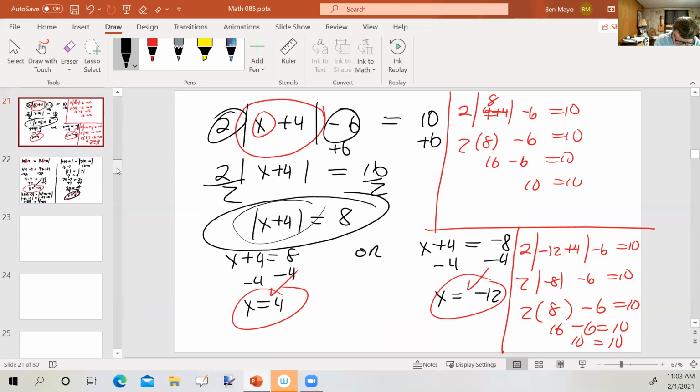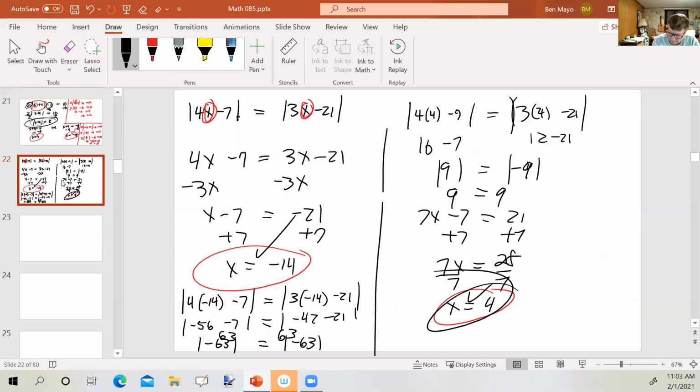And finally, if you have an absolute value equals an absolute value, take what's inside equals what's outside, or what's inside equals the opposite of what's outside, go through and solve them. It's possible to get 2 solutions, but only one of them works. So you always want to check your work.